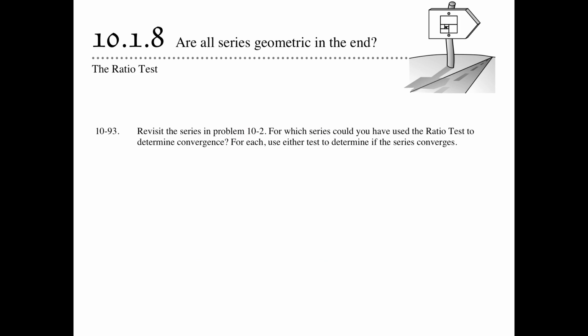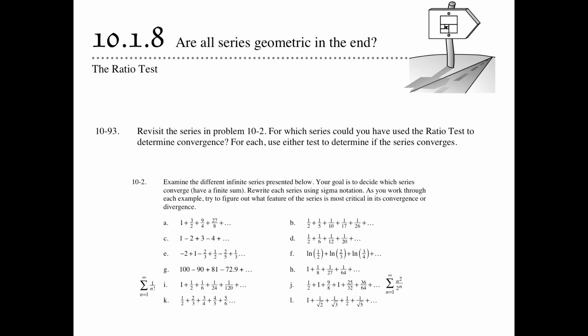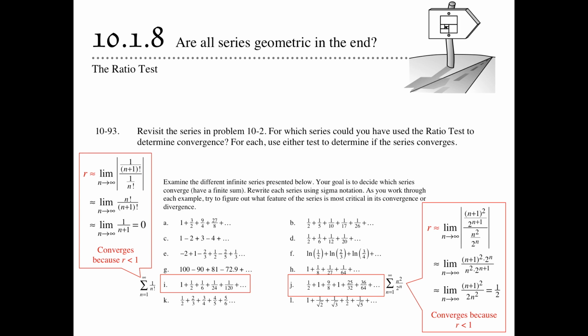And lesson 10.1.8 ends like the others. Students will return to the set of series from lesson 10.1.1, problem 10-2, and identify the series that the ratio test can be used to prove convergence or divergence. In the process, they will confirm or refute the predictions that they made during the first day of this chapter.